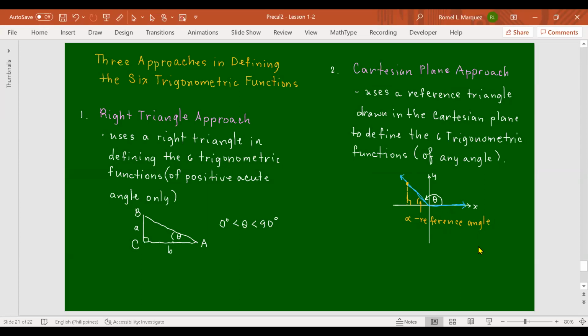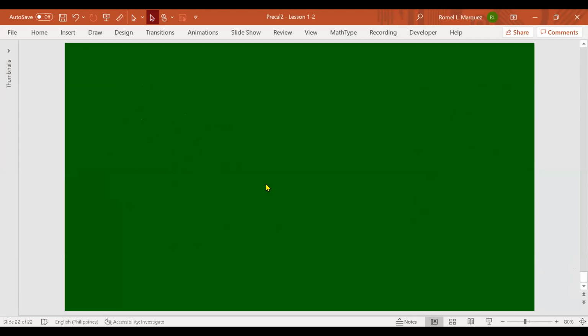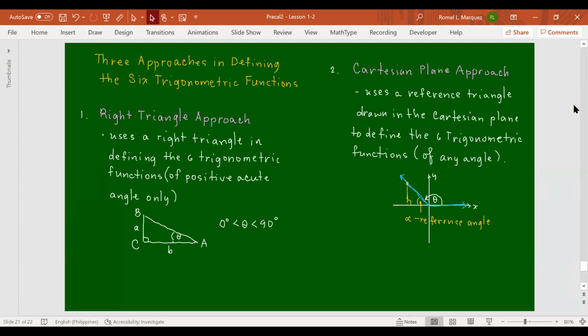So we call this the Cartesian plane approach, children of the Philippines. The last approach, children of the Philippines, is the circular function approach or unit circle approach. So this is the last approach. We're going to discuss them one by one.